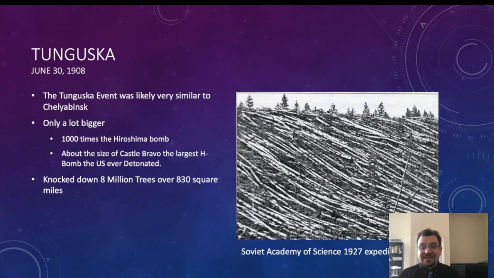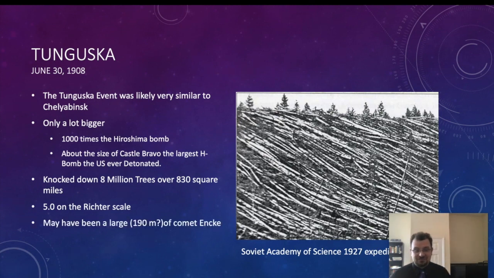To give you an idea of how much devastation, this picture was taken by the Soviet Academy of Science in 1927, 19 years later, and you can still see the massive devastation that this explosion caused. It was picked up around the world. The explosion, which was above ground in the atmosphere, read like a 5 on the Richter scale.